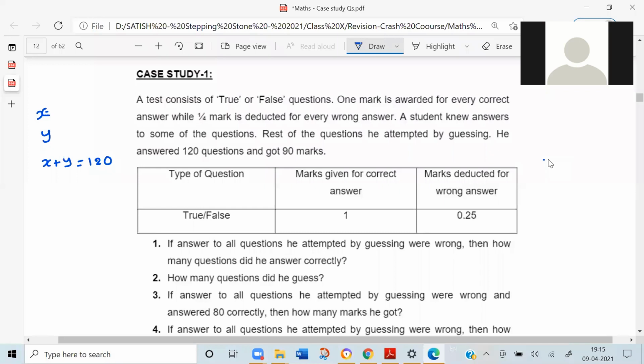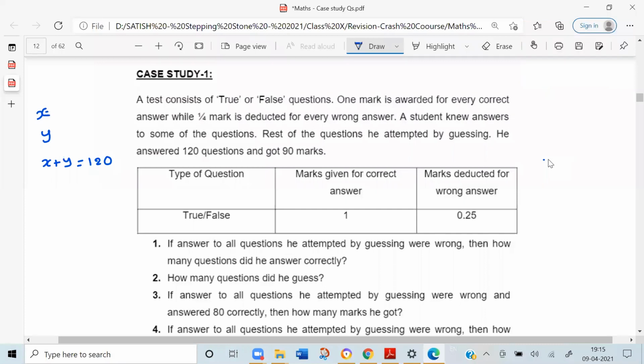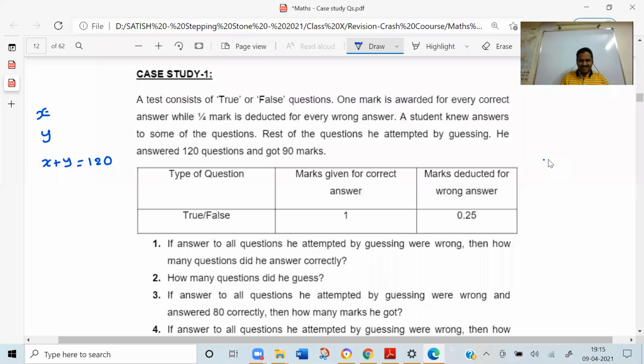Now one more equation is possible. Tell me what the one more equation relating to the marks is. X plus Y by 4 is equal to 90? Check once again, a small mistake is there. For every X questions, 1 mark you are going to get, so 1 into X. For every Y wrong question, how much is subtracted? 0.25, that means minus 1/4 into Y, equal to the score got, 90.